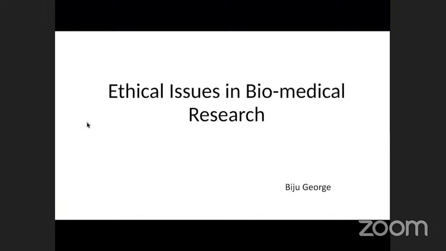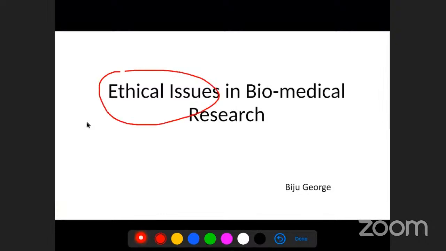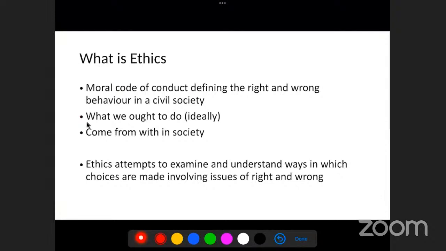Yes, sir. Okay, so first session I'll be taking about ethical issues in biomedical research. What do you mean by ethics? Ethics is nothing but a moral code of conduct, which basically defines what is wrong or what is right when you are living in a society. So there is always a societal perspective to this ethics. So society basically decides what is right and what is wrong.